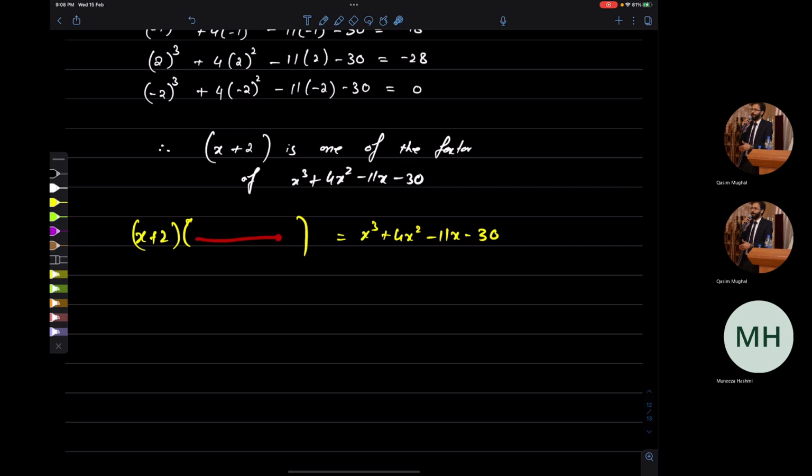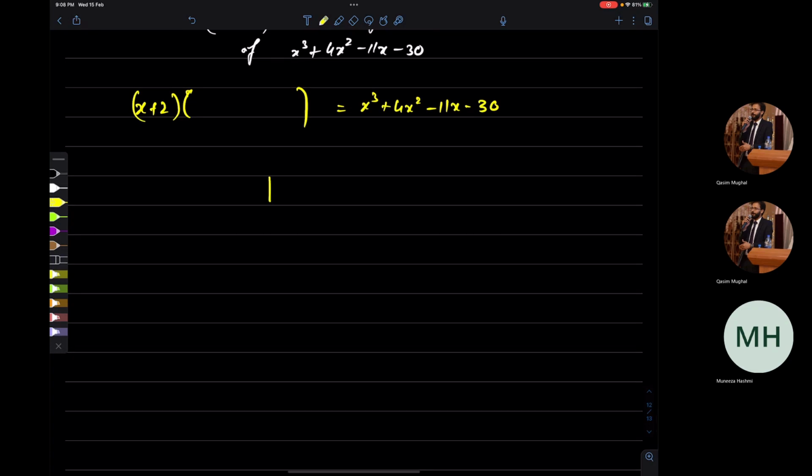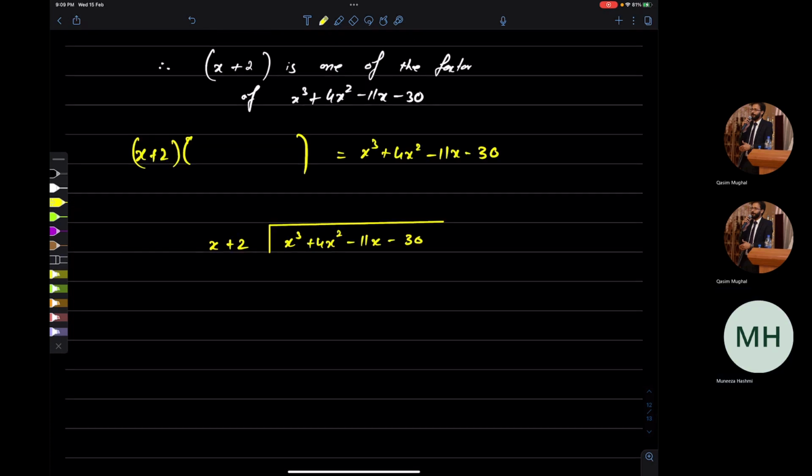Now I need to work out another factor. For that, I'll be dividing x cubed plus 4x squared minus 11x minus 30 by x plus 2. So let's divide it, and for that I'll be using the long division method. I know x plus 2 is one of its factors, isn't it? So I'll be dividing the given polynomial by it. Let's see.